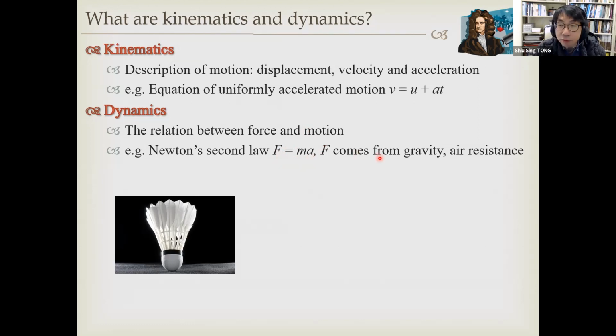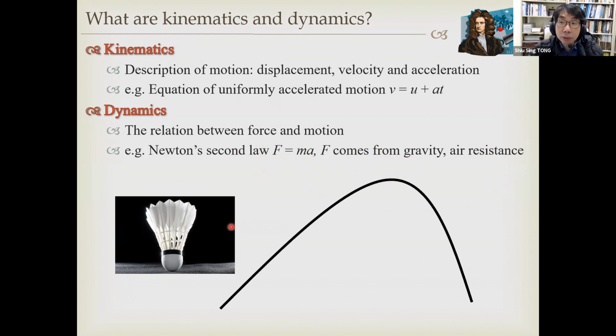And the force may come from different sources. It may come from gravity. And for a badminton shuttlecock like this, it may be strongly affected by air resistance. So the total force F, the resultant force F, may be the sum of the gravity force plus the air resistance. Okay. And so if you trace the motion of a badminton shuttlecock in air, this trajectory might look like something like this.